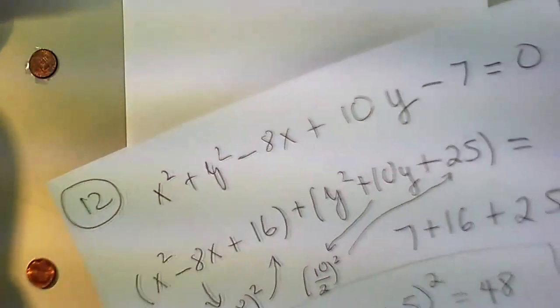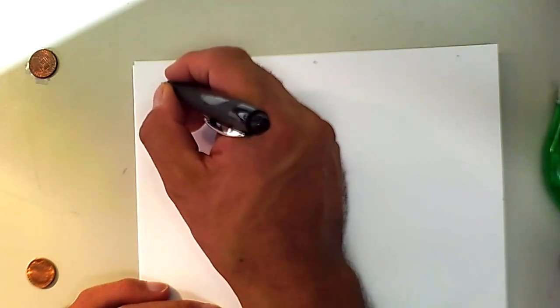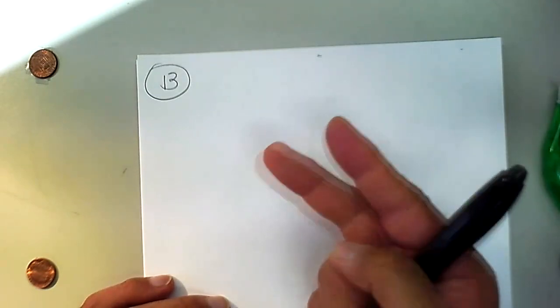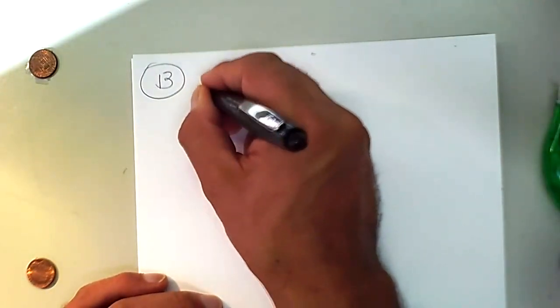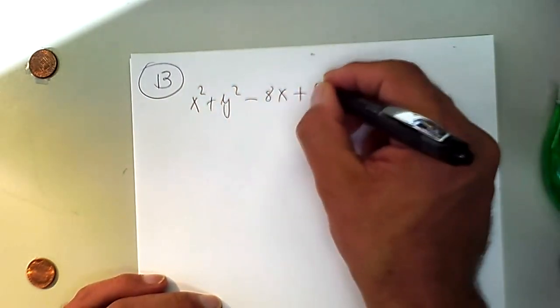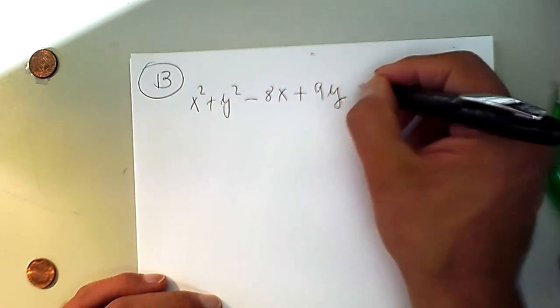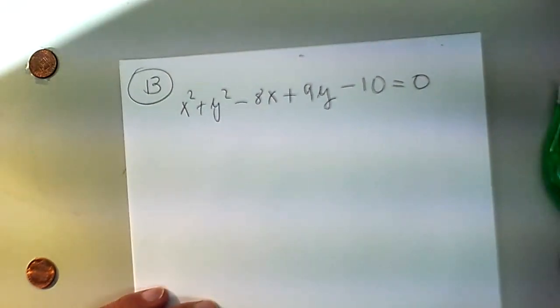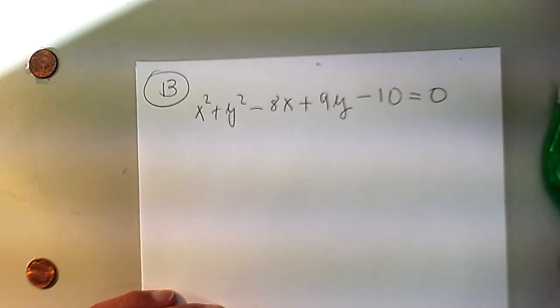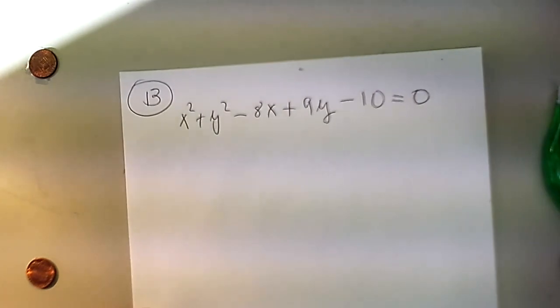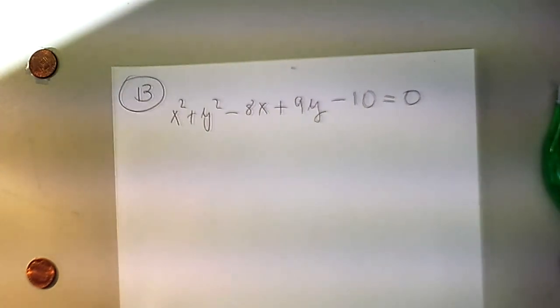Let's do another example. Number 13, again, we're going to ask for the center and the radius of a circle. Say you have x squared plus y squared minus 8x plus 9y minus 10 equal to 0. And you may be thinking, oh, I know how to do this. Well, there's a complication in this problem. And that's why I wanted to address this problem.